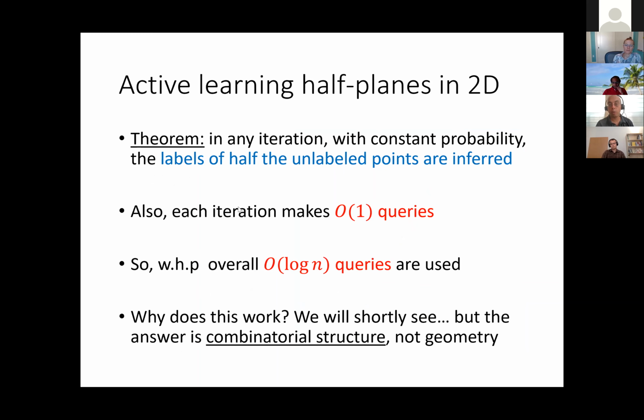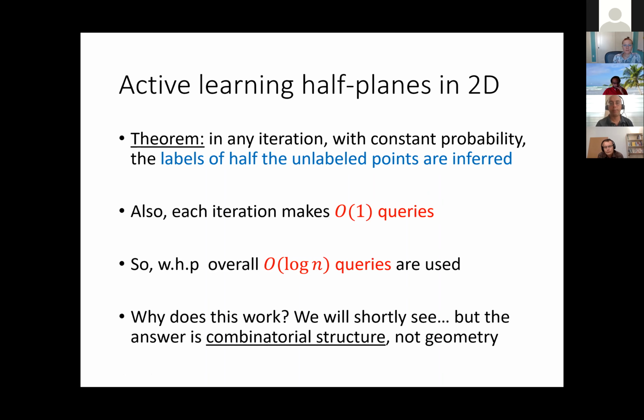So each iteration only makes a constant number of queries. Overall, with high probability, we need something like log n queries. So we have log n iterations. Every iteration reduces the number of points whose labels we don't know yet by a constant factor, and in every iteration, we make a constant number of queries. And you might wonder, why does this work? Well, it might seem like it has to do with the geometry of the problem. But as I will shortly show you, it has nothing to do with geometry. It really is about combinatorial structure, not geometry, that makes this work.